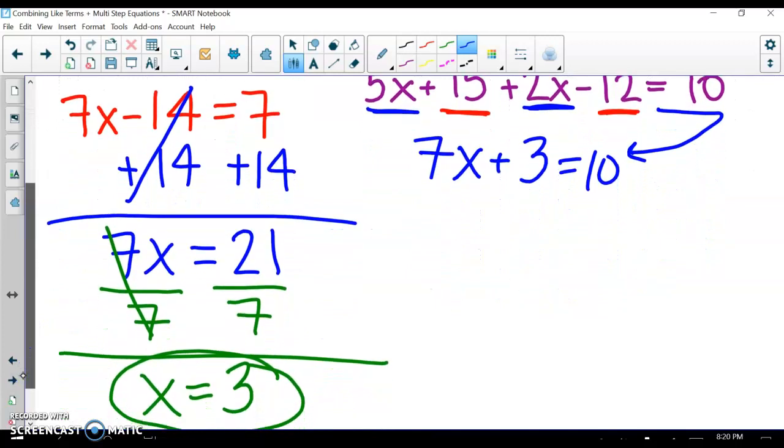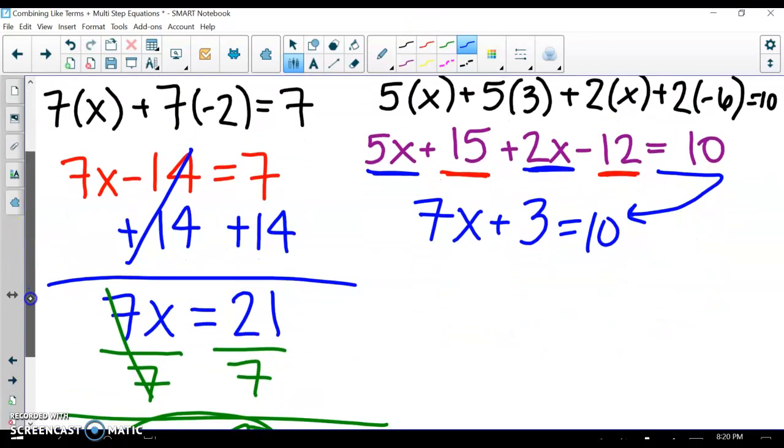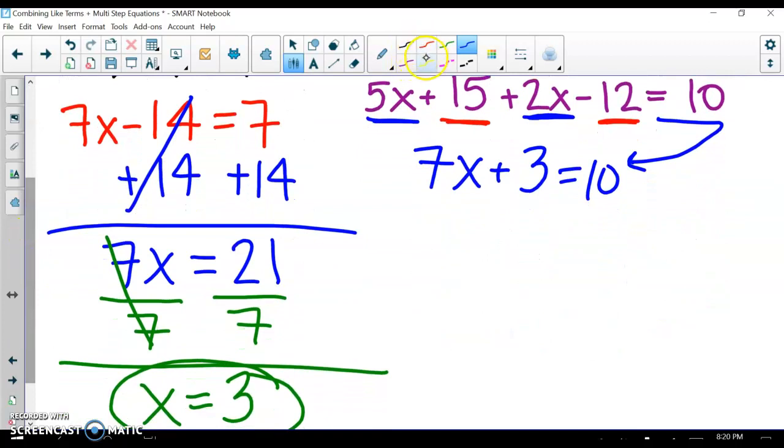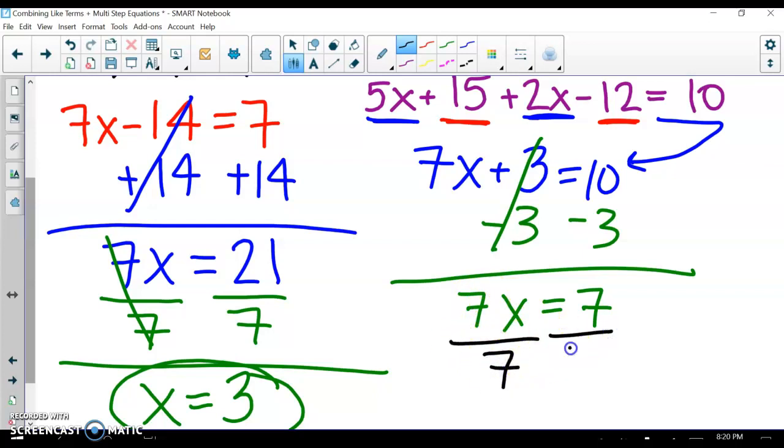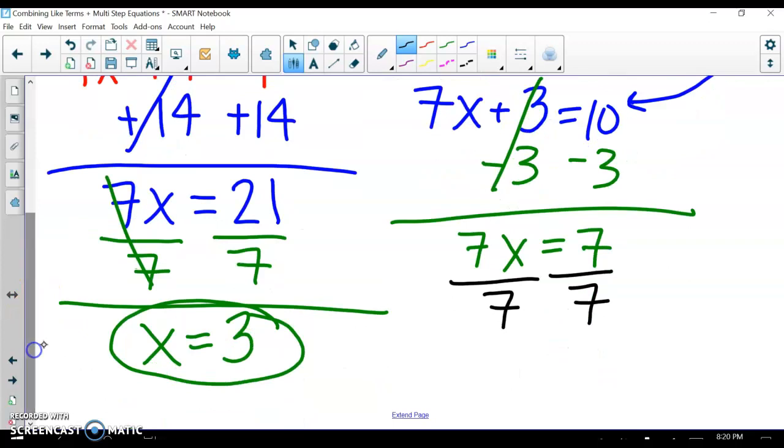Now we're down to our multi-step equations again. So then we go minus 3 to cancel out here. What we do to one side, we do to the other. So we're left with 7x is equal to 7. And our final step, we have multiplication here because it's a number next to a variable. We divide by 7, divide by 7. We are left with x equals 1.